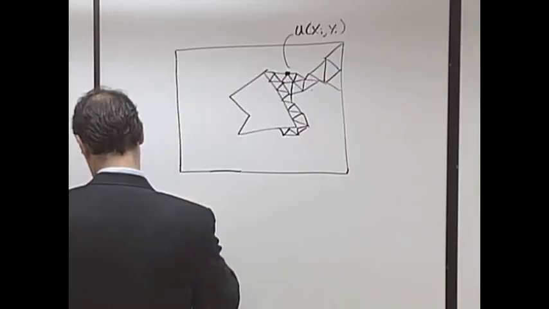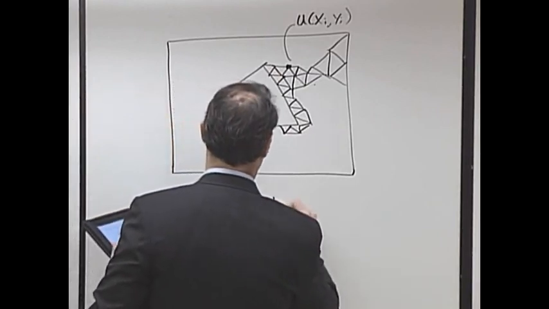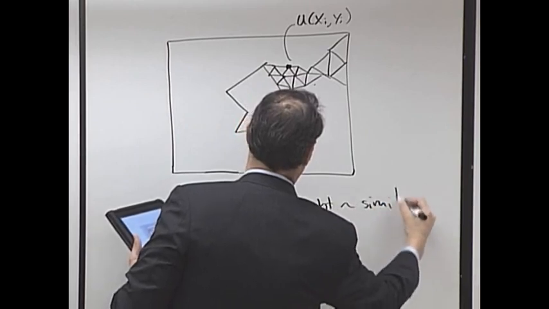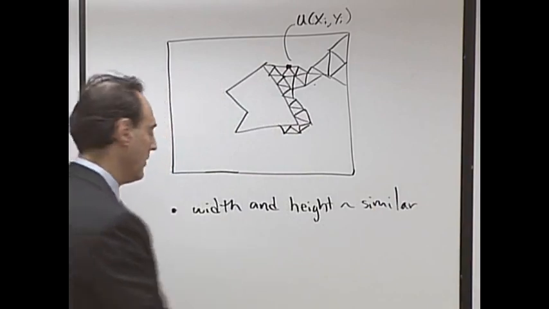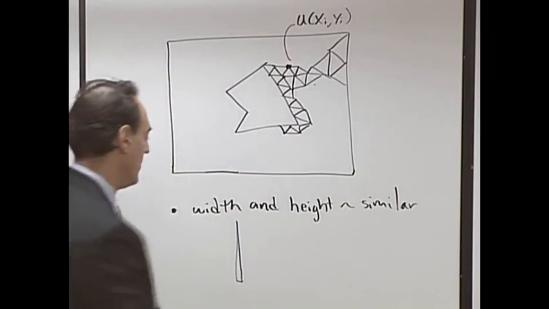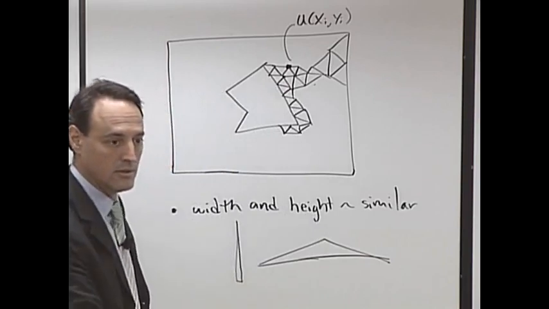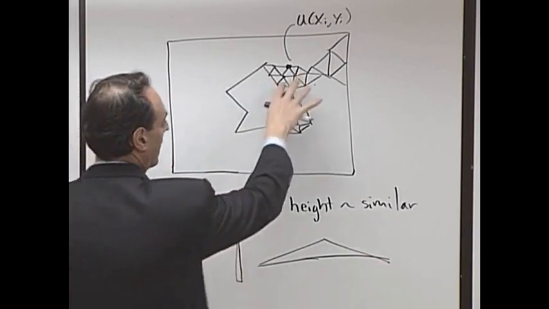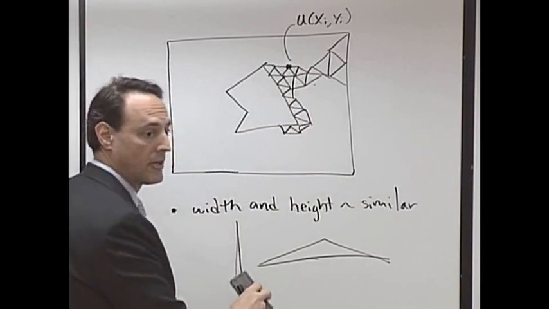Now, a couple things about the triangles. Width and height should be similar. Okay? No Kareem Abdul-Jabbar triangles. No Fat Albert triangles. They don't have to be equal, but roughly speaking, the triangles should look fairly similar in width and height. Okay? For every given triangle.